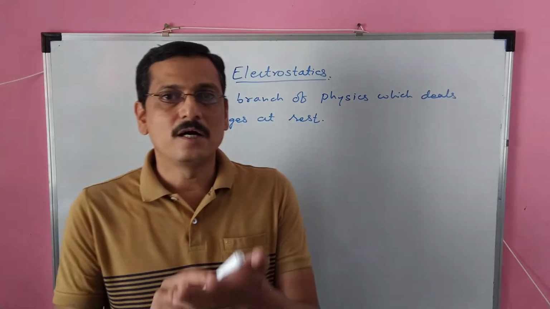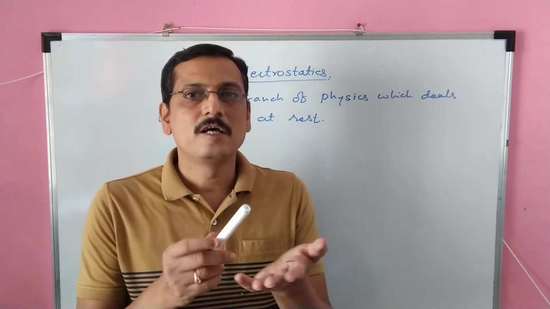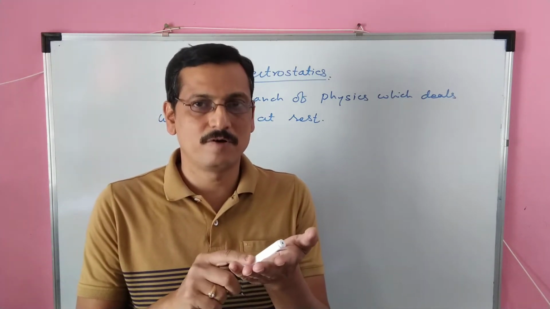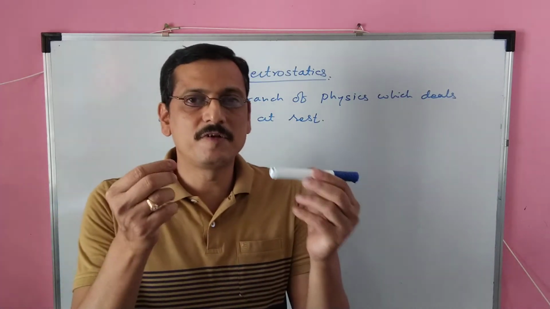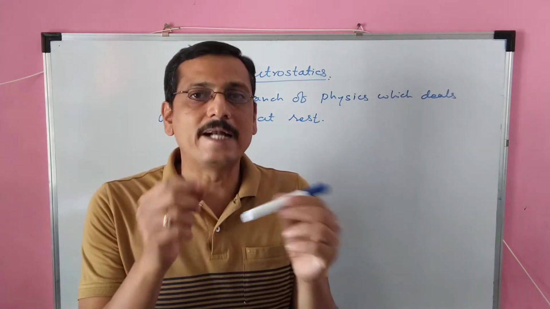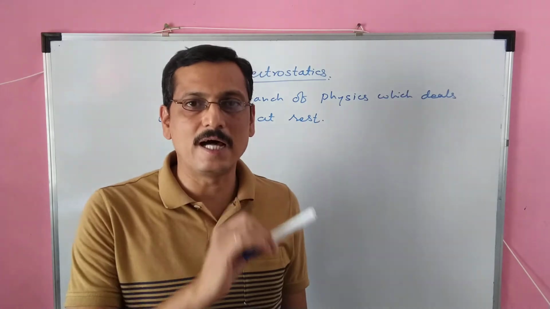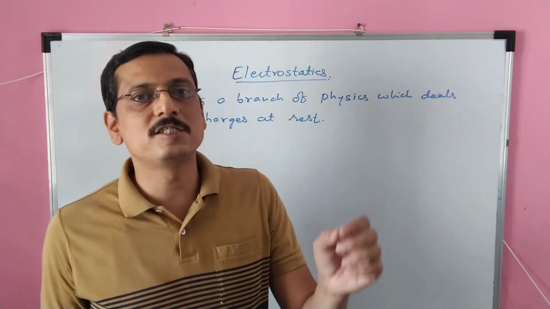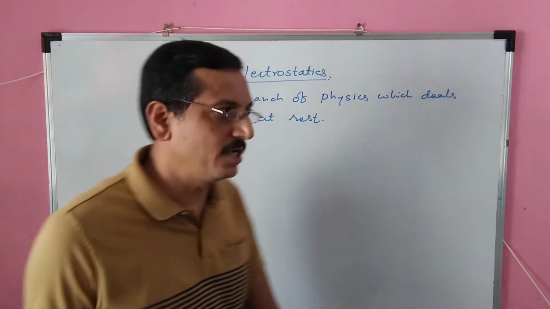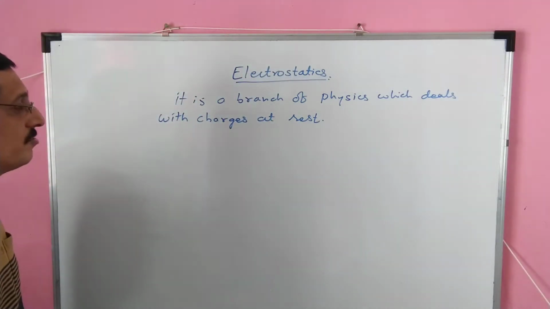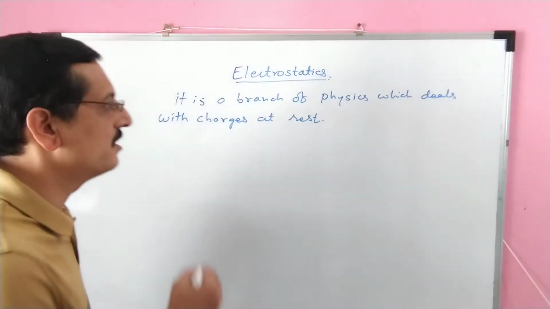If you take a glass rod rubbed on silk and freely suspended, and another ebonite rod rubbed on fur, what happens? It gets negatively charged. If you freely suspend these two, they will attract each other, because there are positive charges present on the glass rod and negative charges present on the ebonite or plastic rod.